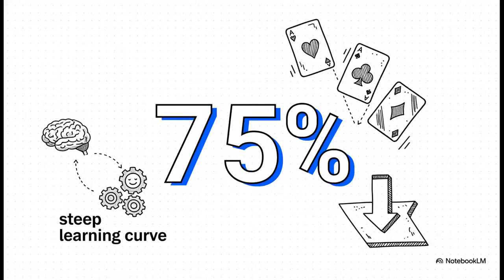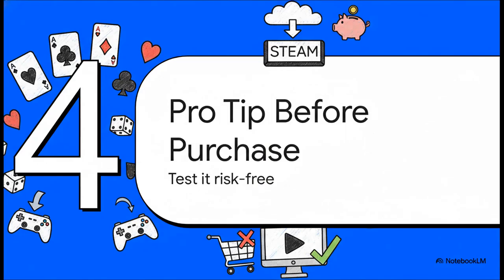But wait, there's one more really important thing to throw into the mix. 75%. What's that? Well, this software goes on sale a lot, and it's been seen with a discount as deep as 75% off. Now that changes things, doesn't it? Suddenly, a steep learning curve feels a whole lot more acceptable when you're paying a fraction of the price. Which brings us to a little pro tip before you buy anything. How can you test it for yourself, totally risk-free?